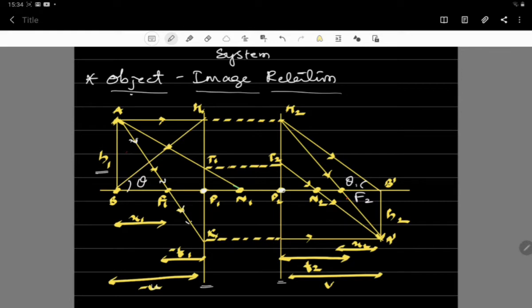Similarly, I have already explained that ray diagram, how we got H2, x2, f2 and so on. So let us now derive the relation between the object and image. In a thin lens we got the relation 1/v minus 1/u equals 1/f, that is the lens formula. We will derive this formula by using the coaxial lens system.